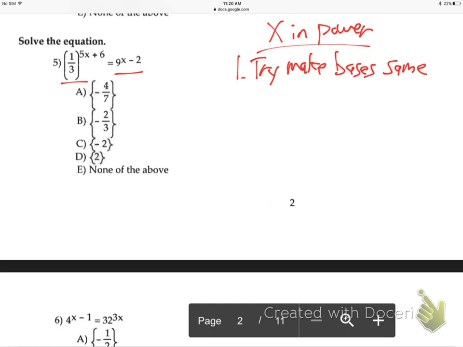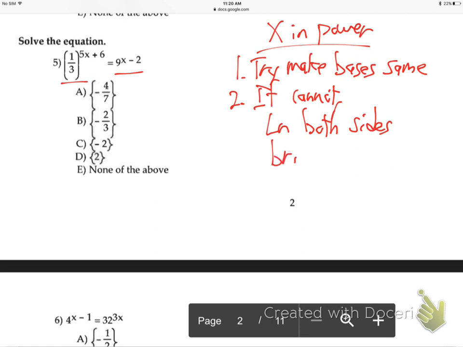That's the first thing you try: make the bases the same. And if you cannot, what do you do? We'll get to one of those in a minute. What if you cannot make the bases the same? You take the ln of both sides and bring the power down to the front. Remember that? We'll get to that. So, let's solve this problem.